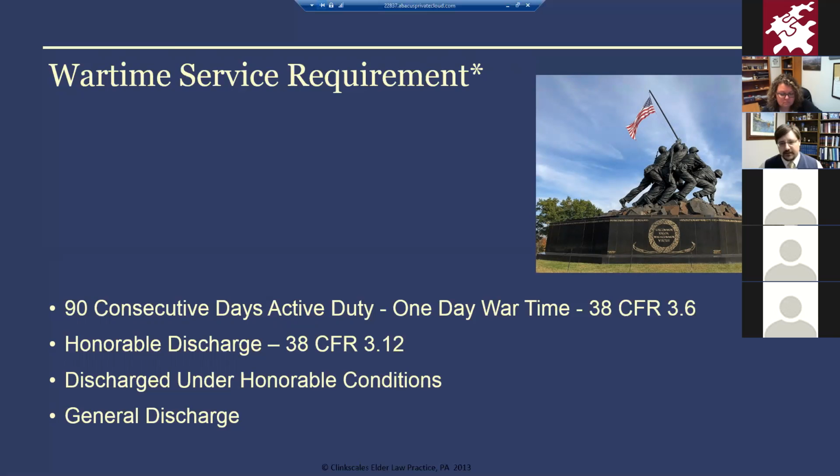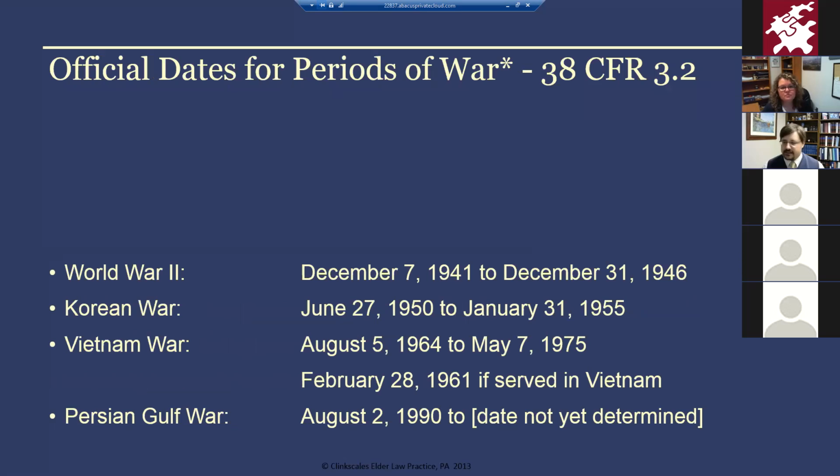So a veteran would need to have 90 consecutive days of active duty. One of those days has to be during a wartime. We'll talk about what a wartime is in a minute. And then they have to be honorably discharged, or discharged under honorable conditions, or a general discharge. Basically, what that means is they can't have been discharged unhonorably. That is a lot of negatives in a sentence, but they can't have a non-honorable discharge status. If you look at their discharge papers, it'll show what their discharge is.